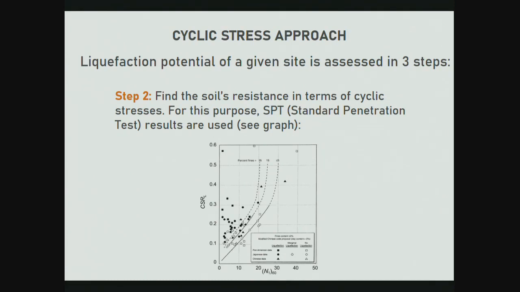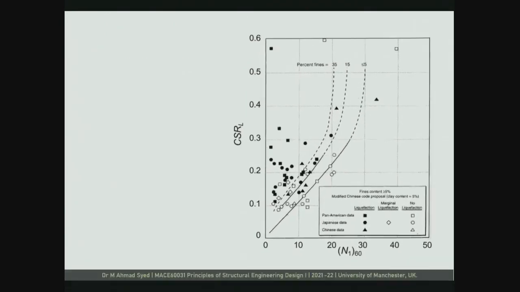So the first step was to calculate CSR_EQ, that is the earthquake-induced loading. And the second step is to calculate the soil's resistance in terms of cyclic stresses, and that we readily get from this graph. Now this graph is plotted for 3 different fines contents: almost negligible fines content, 15% fines, and 35% fines.